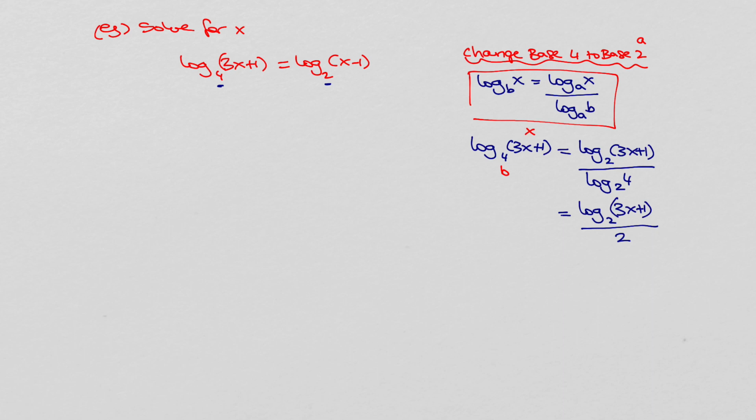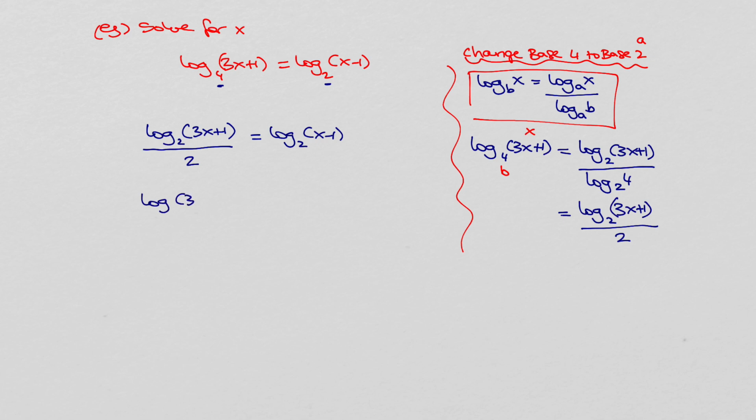So now if I go back to the equation that I started with, instead of writing log 3x plus 1 to the base 4, I can now say that that's going to become log 3x plus 1 to the base 2 divided by 2. And that equals log x minus 1 to the base 2. So I'm going to multiply both sides across by 2, which gives me log 3x plus 1 to the base 2 equals 2 log x minus 1 to the base 2.